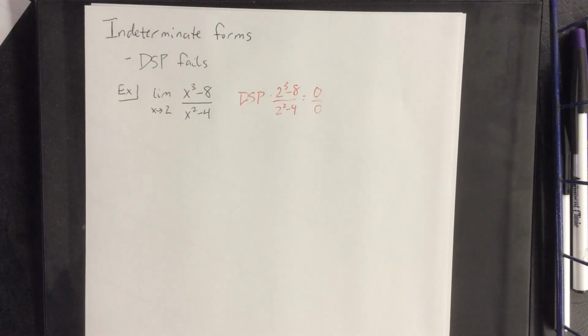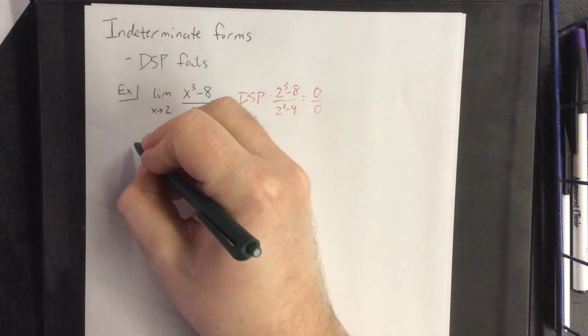Now normally when we see 0 divided by anything, we would expect the answer to be 0, but anything divided by 0 tends toward infinity. So 0 divided by 0 would be considered an indeterminate form.